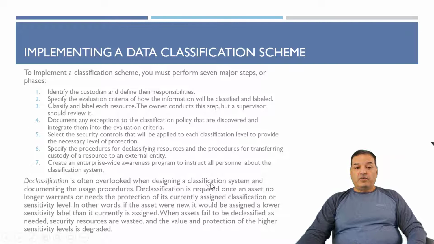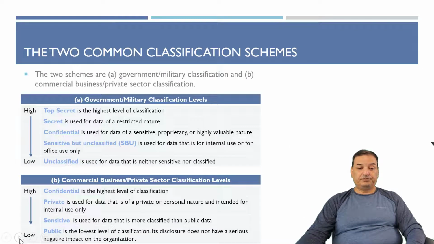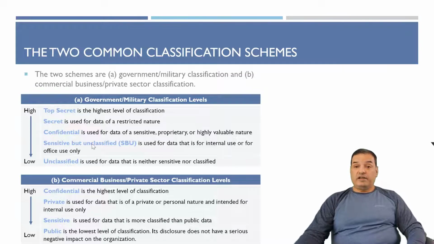Declassification is often overlooked when designing a classification system and documenting the user procedure, but it is required once an asset no longer warrants the needs. Why protect an asset unnecessarily and devote resources when you don't need to? Two common data classification schemes that we can talk about are the government and military classification, and then we have commercial business or private sector classification. And again, here we have them listed. Basically, the needs are the same, but implementation might be different based on the specific operational needs of an organization.